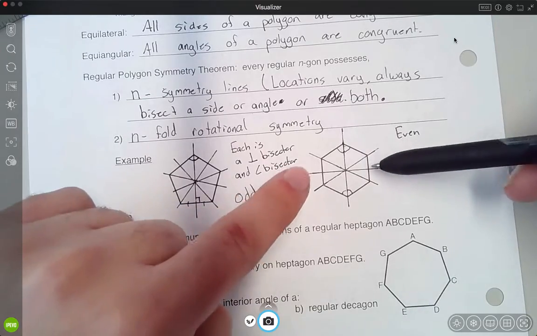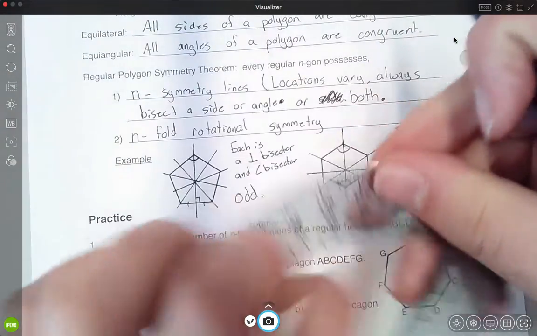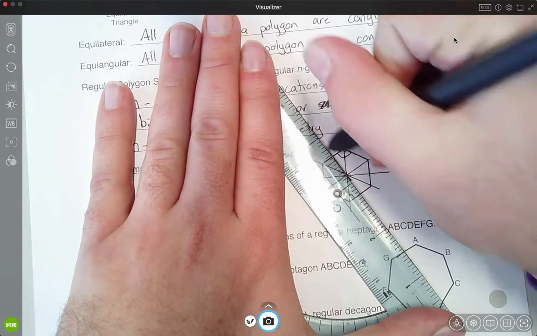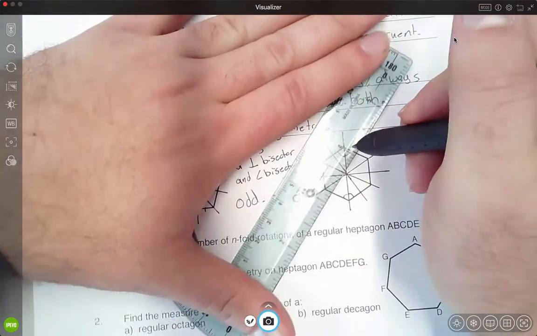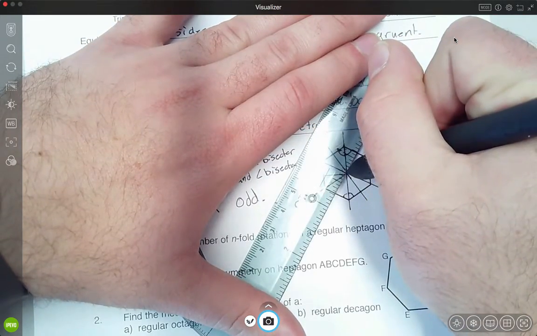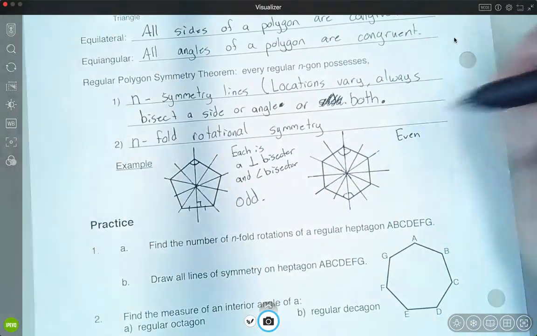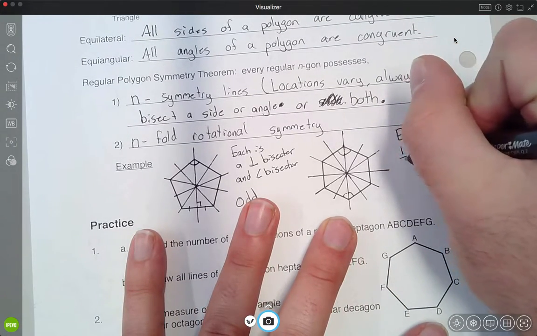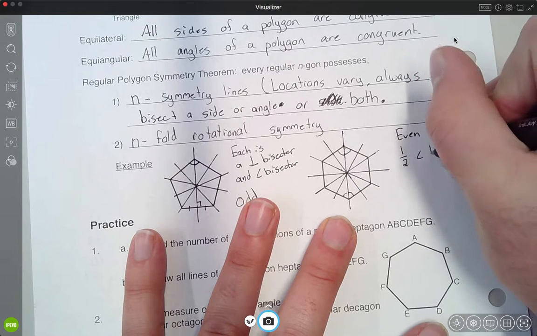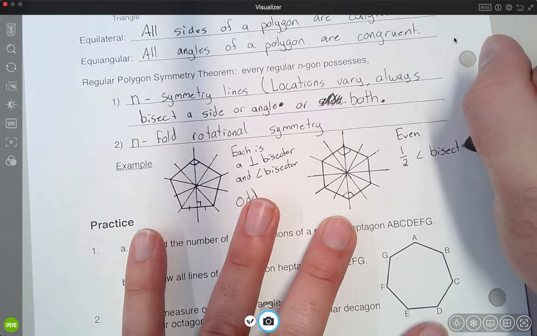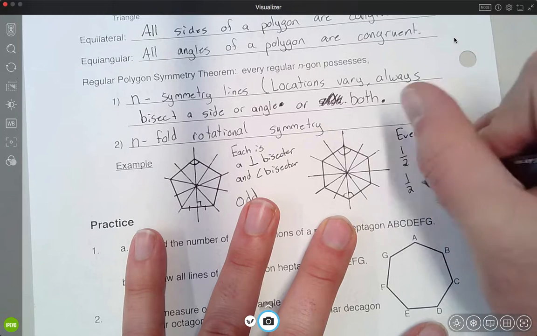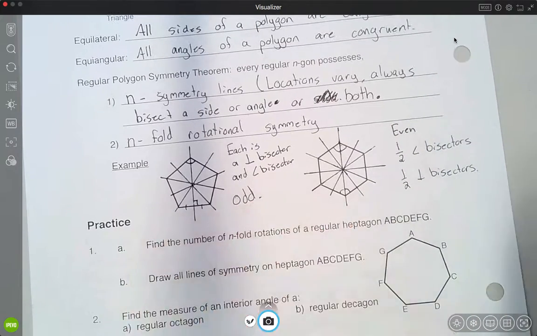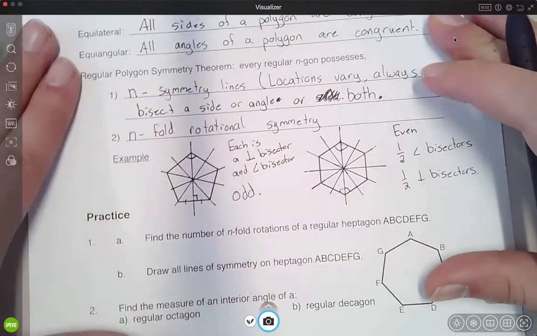So my last type of line of symmetry is going to go through both sides that it intersects, and it's going to bisect those at those nice perpendicular right angles. Okay, so when it's even, I'm going to have half as angle bisectors and half as perpendicular bisectors. Okay, those are just good notes to keep track of and know what our lines of symmetry are going to look like.